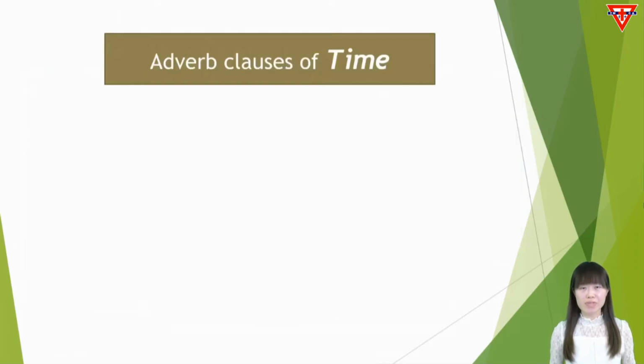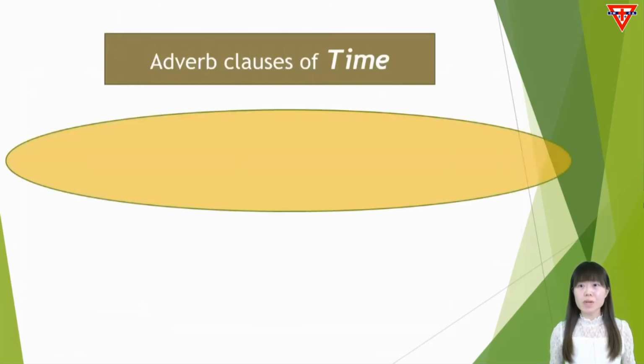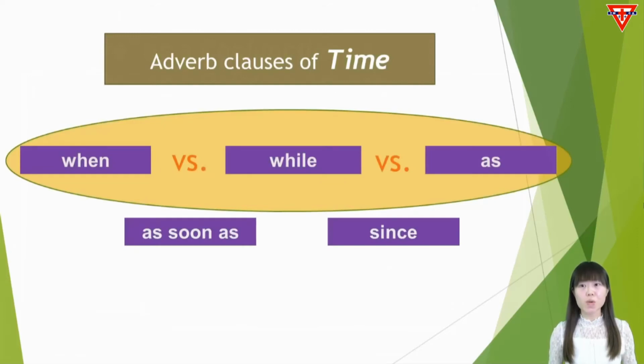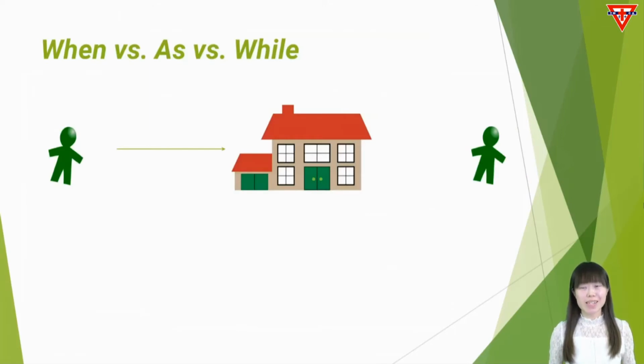Fourth, adverb clause of time. All these are conjunctions used to show when something happens. Note that we do not use a future tense form or a conditional tense in the time clause. First, let's talk about when, as, and while. In some uses, they can mean the same, but they can also have slightly different meanings.